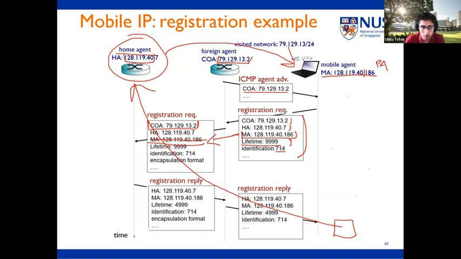Okay, you mean this one? I see. So this is 499, this is 999. This is the desired lifetime by the mobile agent, and this is for how long the home agent is going to record it. If this is 499, then the mobile agent will have to update the home agent again when this expires. So this is just the preference, and this 499 is what's set by the home agent.